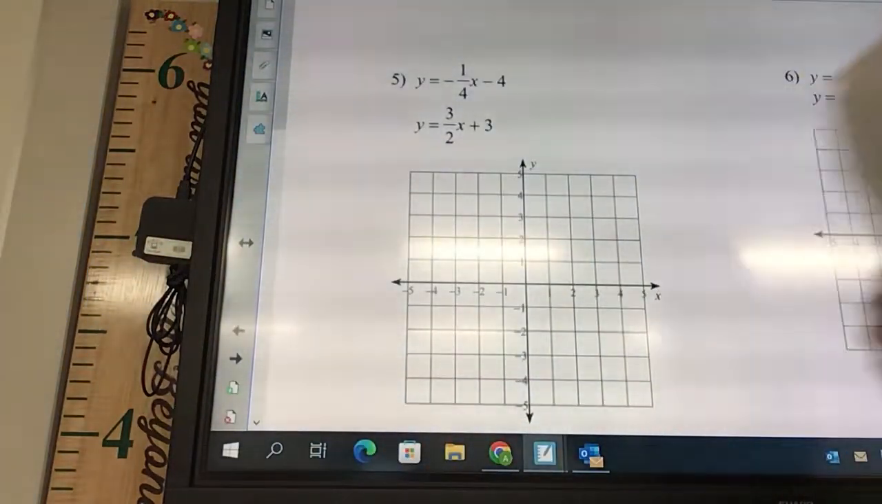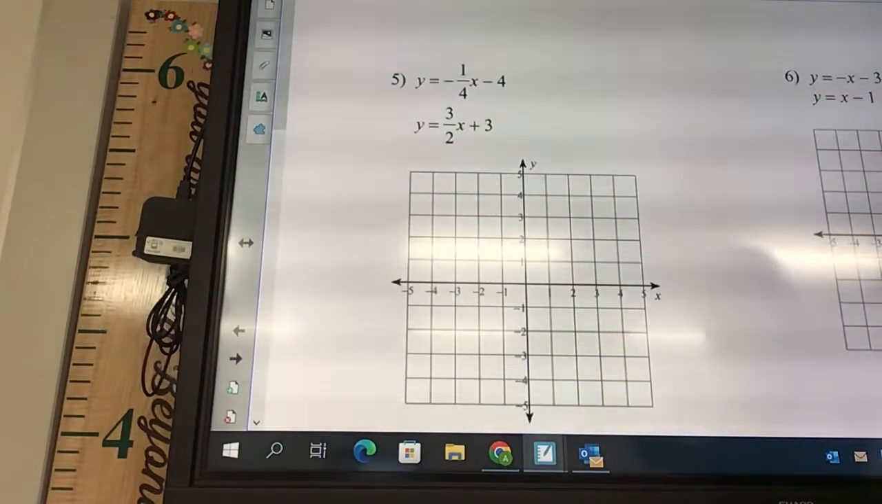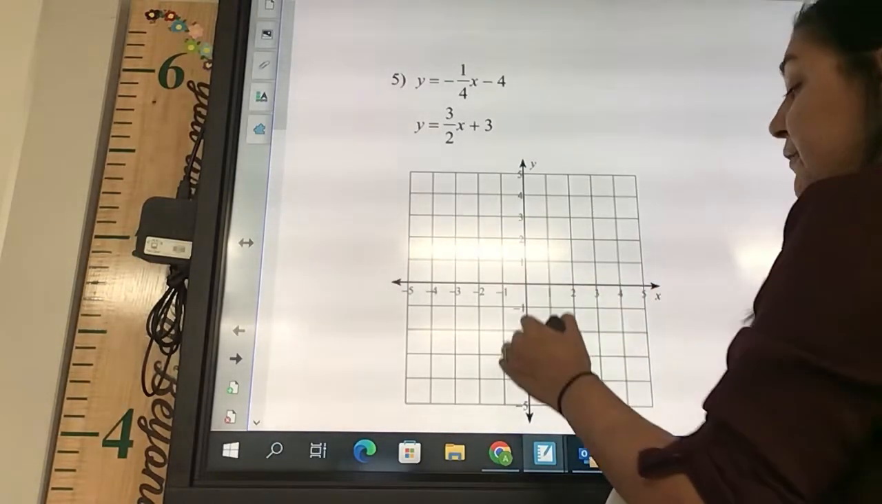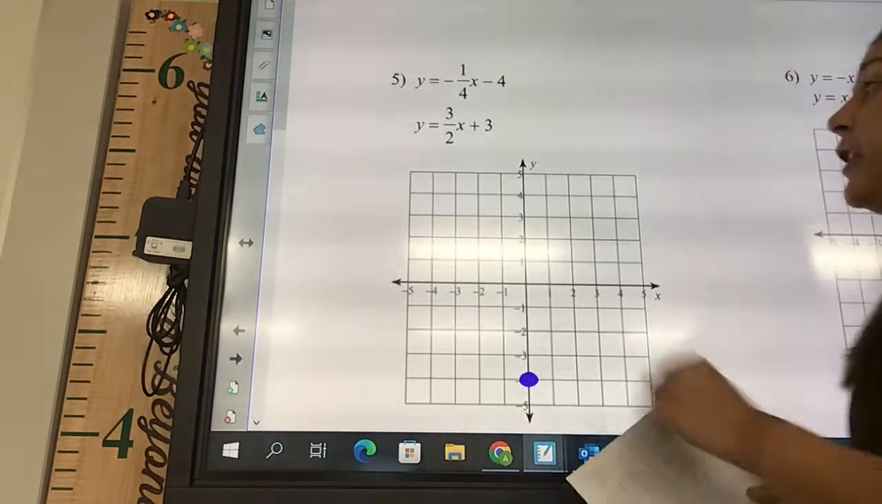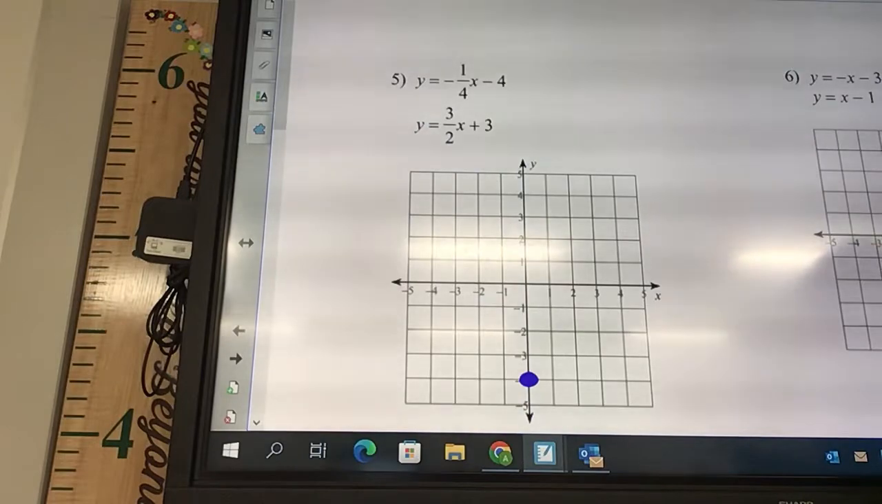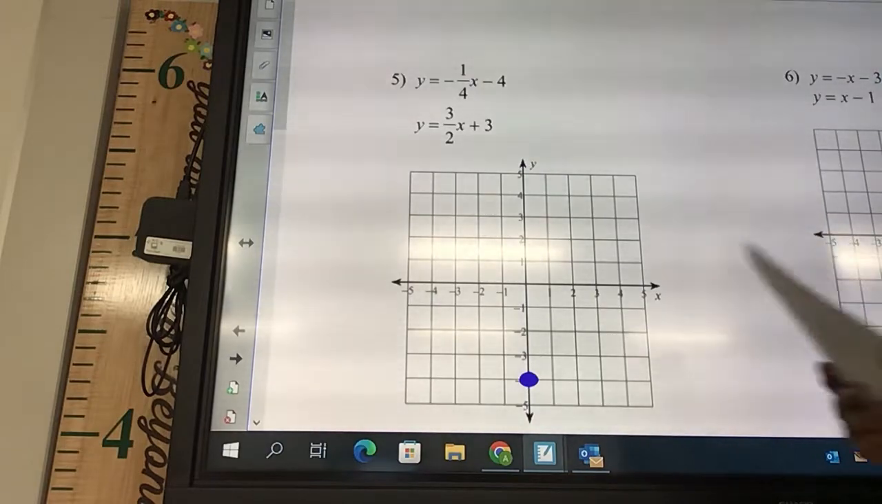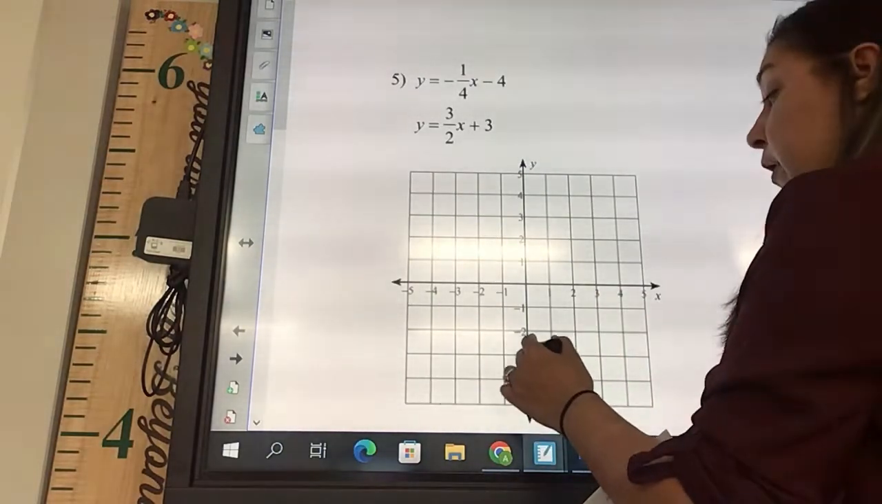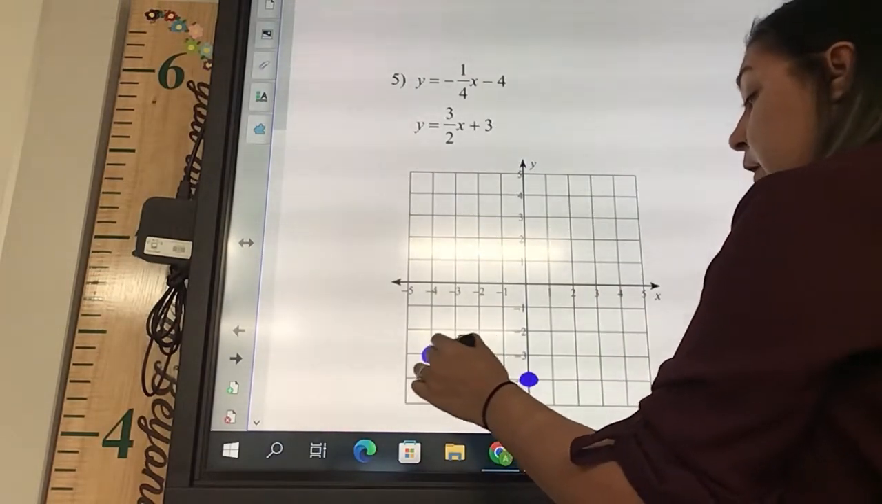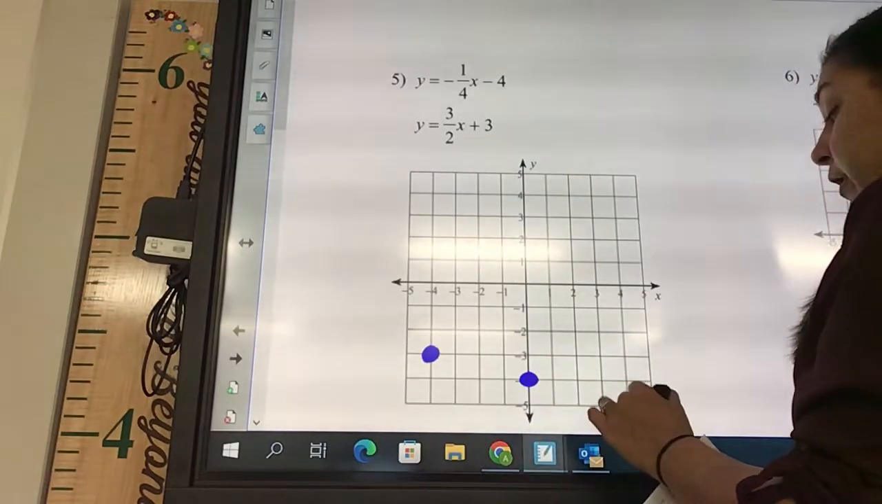Okay, 5. Where does that first graph start? -4. What is our slope? Yeah, so we're going to go up 1 and over 4. Okay, or we can go down 1 and over 4.